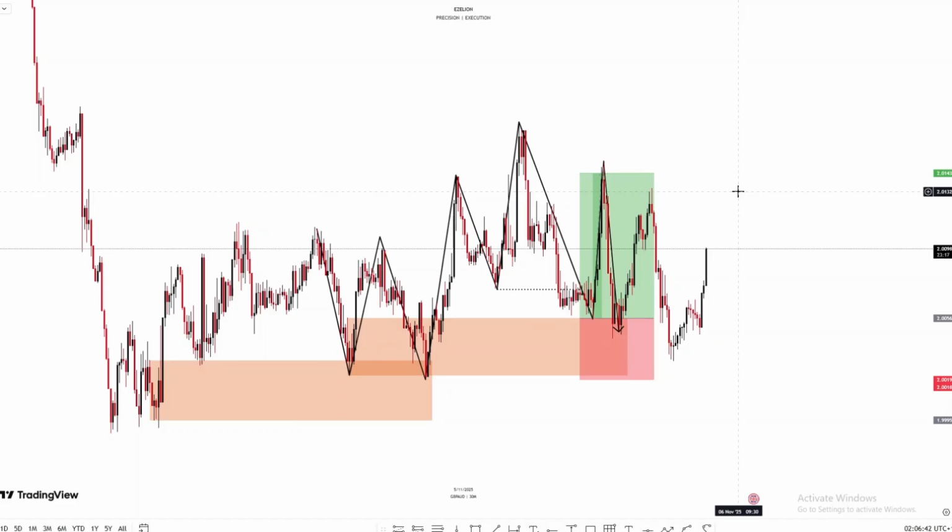I'm also posting this setup in my free Telegram channel sometimes, so you can see when I post it or try to spot it before I post it.